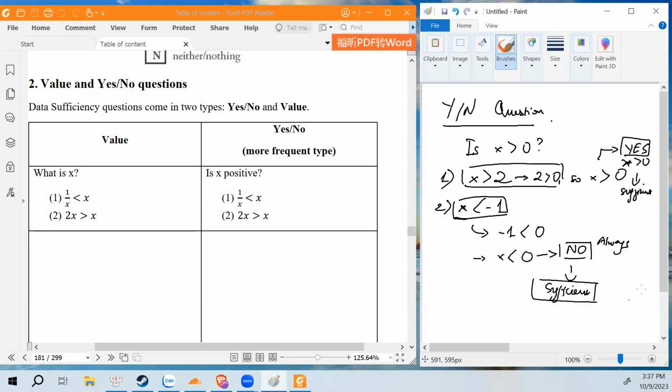This also counts as sufficient. So for this particular question, the correct answer choice is D. Either statement alone is sufficient, and you don't really need to combine them together to answer the question here.